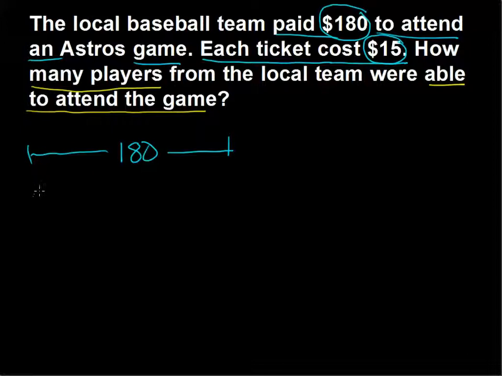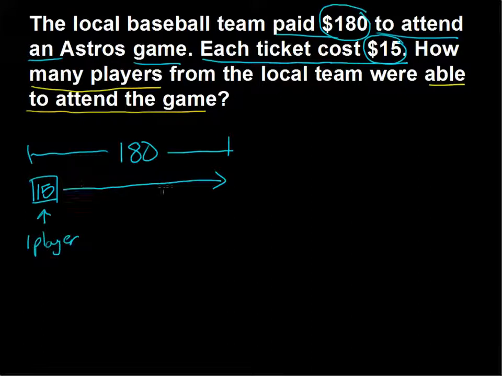Now in this case, we do not know how many players are going to go, but I know that each of those tickets cost $15. So how many, and this is the part that is unknown right now, how many sections or how many people, because each of these sections or boxes that we draw actually mean the number of players. So this will be 1 player. And we don't know how many are going to be able to attend.